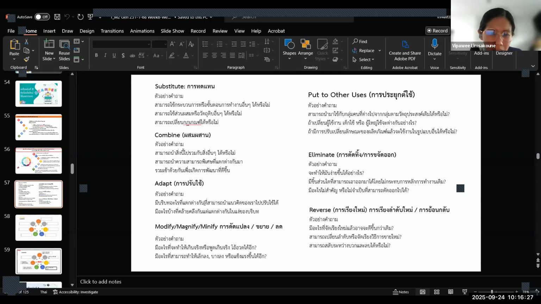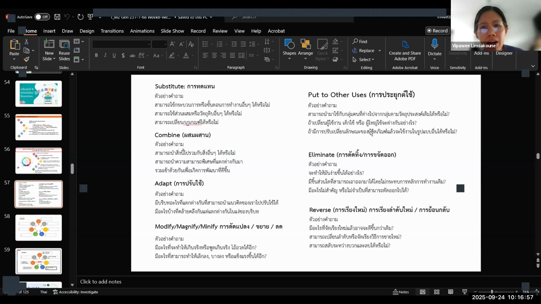Adapt. Similar to when we read an article in one field and then apply our knowledge to explain something in another field. Modify, magnify, or minify. Modify reminds me of an electric vehicle, when people modify the gasoline car to become an electric vehicle. Okay, that's modify.